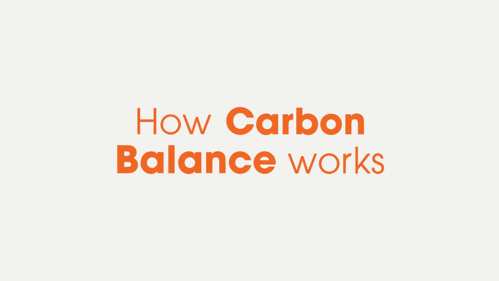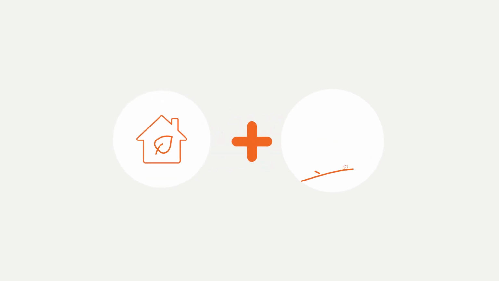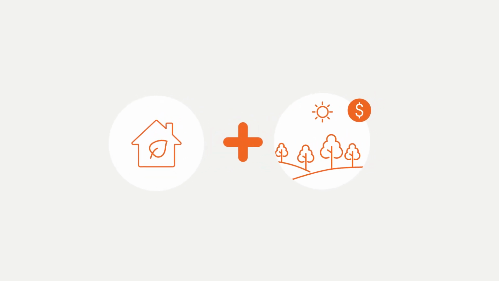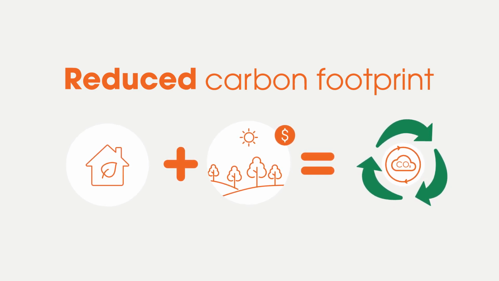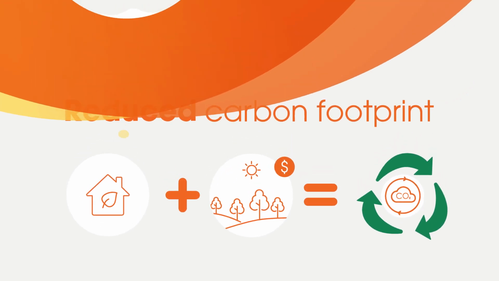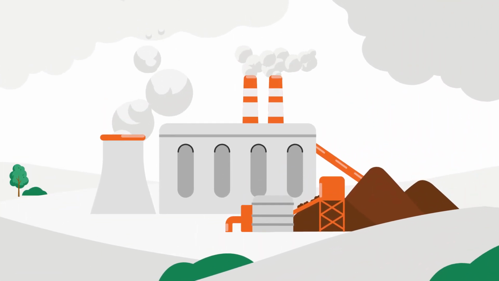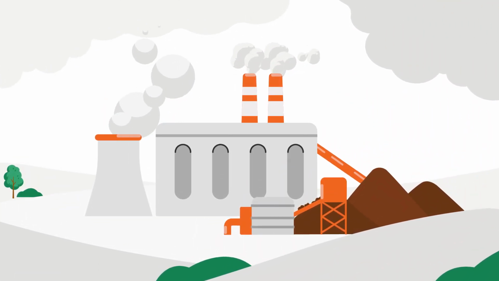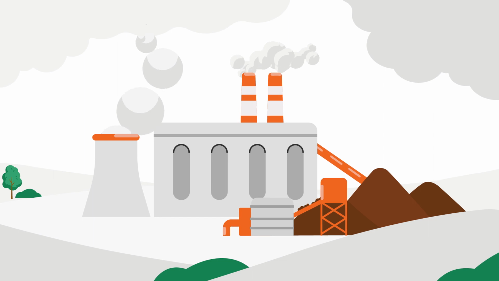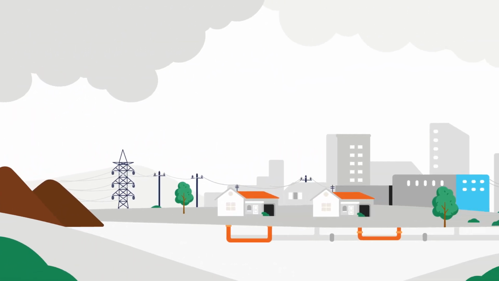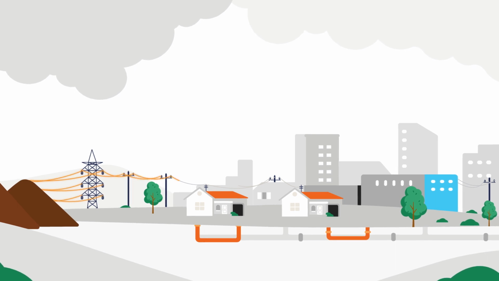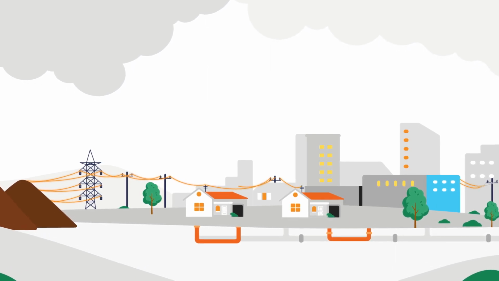When you choose Carbon Balance with Alinta Energy, carbon offsets balance out the quantity of greenhouse gas emissions proportionate to the energy you purchase from us. Here's how it works. Producing electricity or gas using fossil fuels releases carbon emissions into the atmosphere. Electricity and gas travels via poles or pipes and is used by homes and businesses.